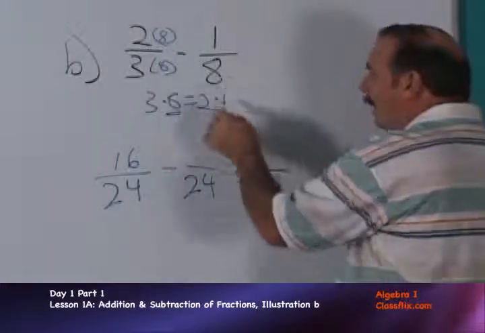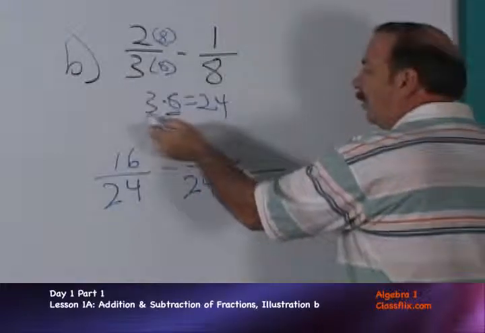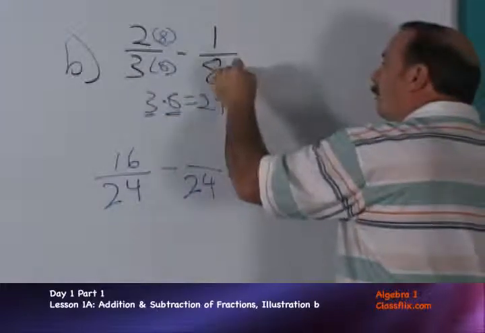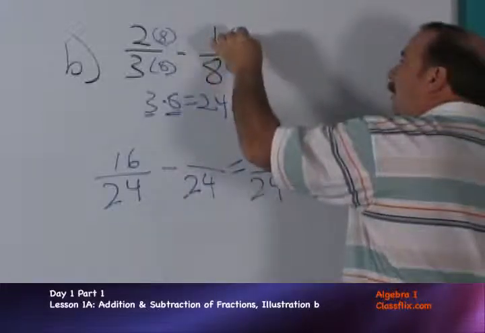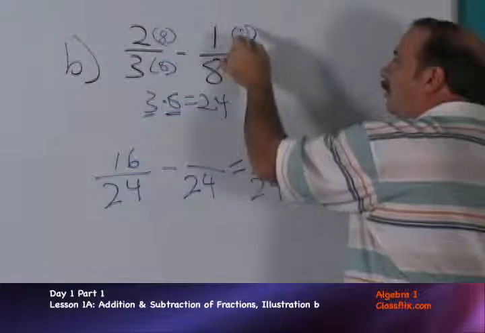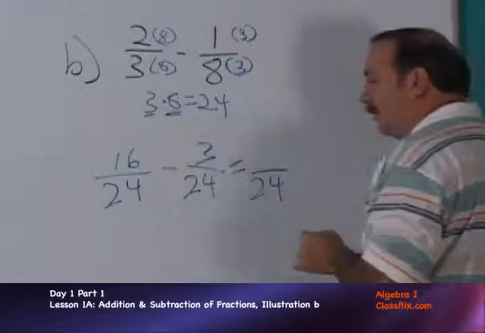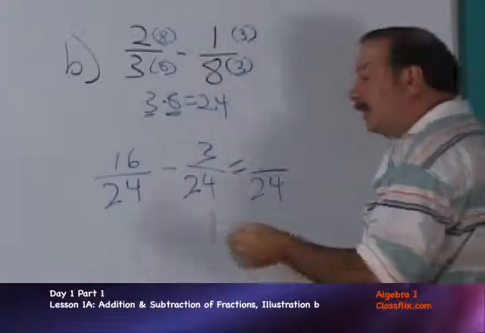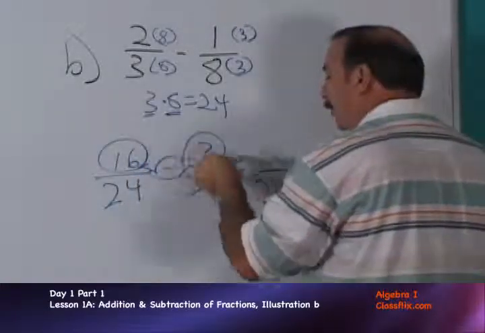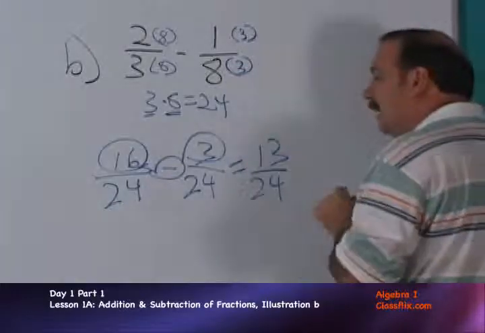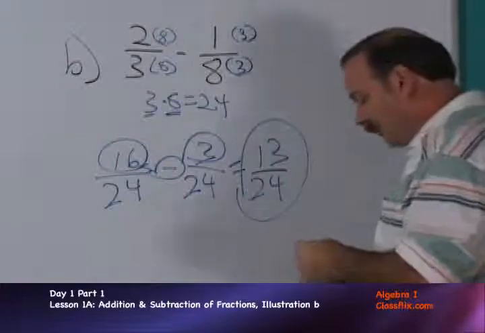Now this denominator 8, I also need to convert it to a 24. I did that by multiplying by 3. So 8 times 3 gave me the 24. Since I multiplied the denominator by 3, I must multiply the numerator by 3. 1 times 3 is also 3. Now I simply complete the subtraction problem. 16 minus 3 equals 13. So my final answer is 13 over 24.